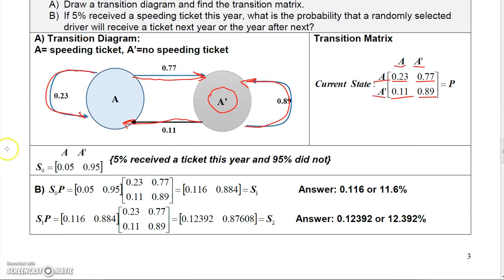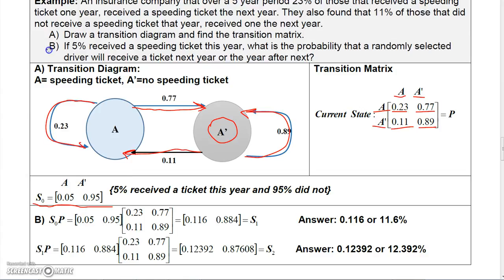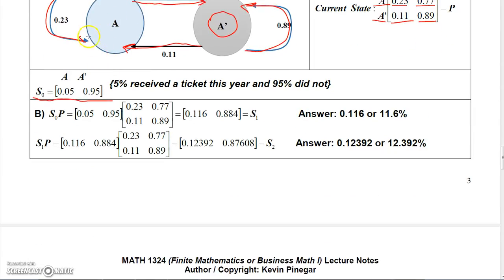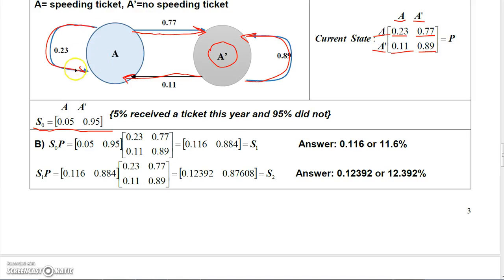Now, if we calculate S naught, so first of all we have to read B. It says if 5% received a speeding ticket this year, what is the probability that a randomly selected driver will receive a ticket next year? Okay, so this is your initial state matrix. 5% received a ticket, 95% did not receive a ticket.